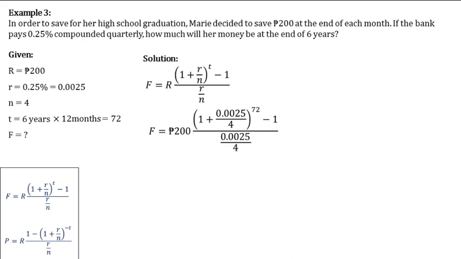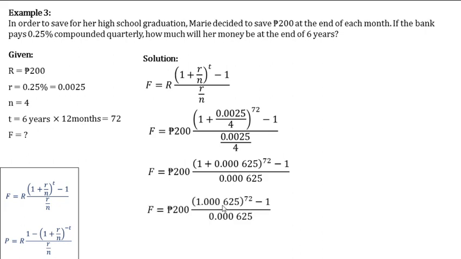Then, 0.0025 divided by 4, that is 0.000625. Then, plus 1, that is 1.000625. Then, raised to 72, that is 1.046013156, and so on. Same as before, do not round off your answer until it is the final answer.